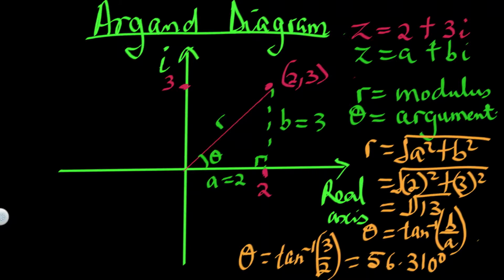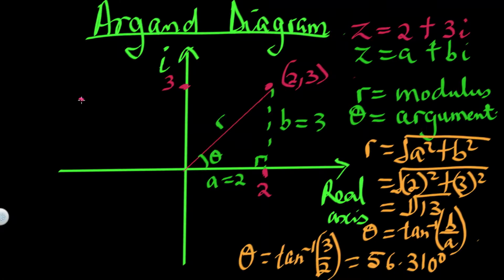The argument, you use trigonometry, your knowledge of trigonometric ratios, especially the tan ratio. But what I drew here is actually a complex number in the first quadrant of our Argand diagram. We can also have a complex number in the second quadrant or third or whatever.